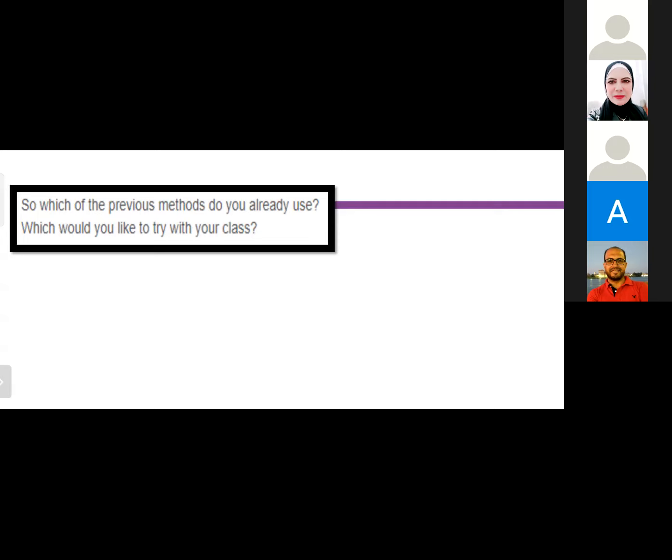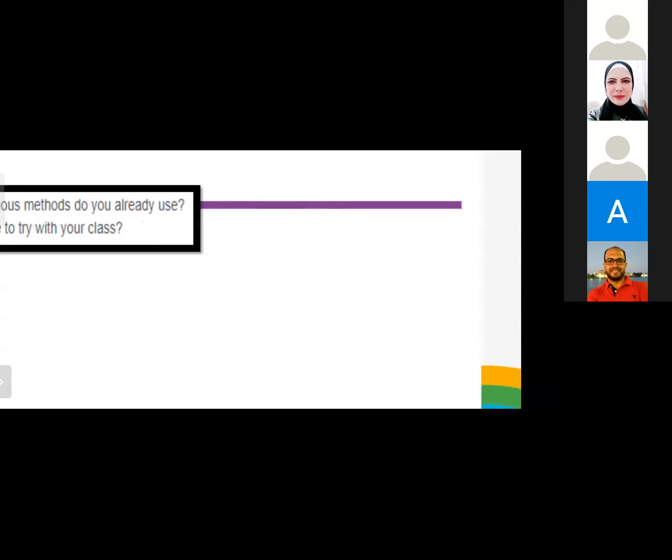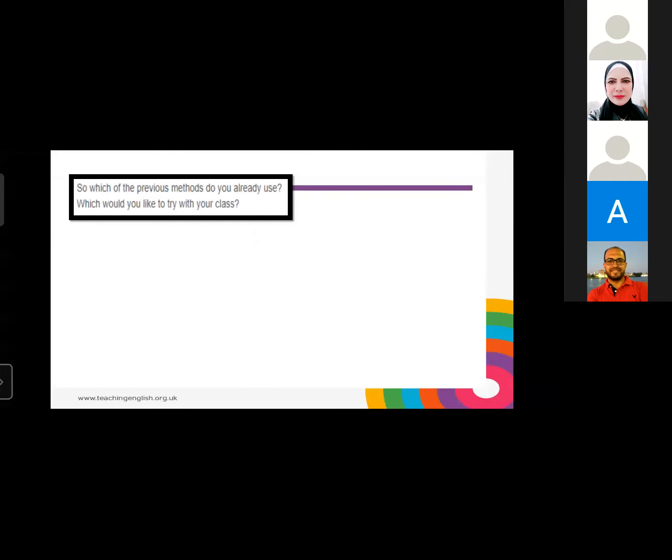Okay. Which would you like to try with your class after watching these different methods? Would you like to try any of them? I'd like to try a Venn diagram and the scales. Of course, they are all important to be applied in our classes. And you can adapt it according to the level of your students and their age, of course. The kind of each lesson.